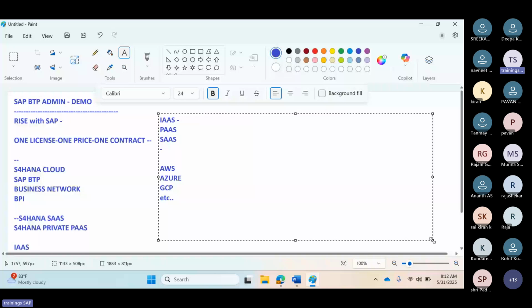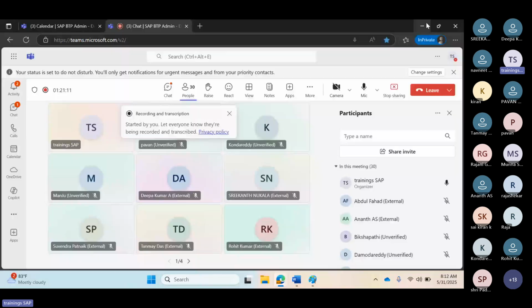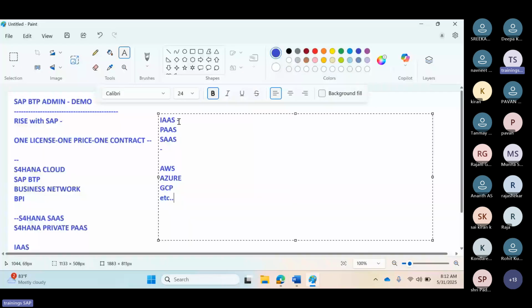They will provide the infrastructure to us here. So this infrastructure provider will provide the infrastructure. In the IaaS model, they will only provide the infrastructure. Here, the customer is responsible for running the applications or database, their own software, on this infrastructure, right?